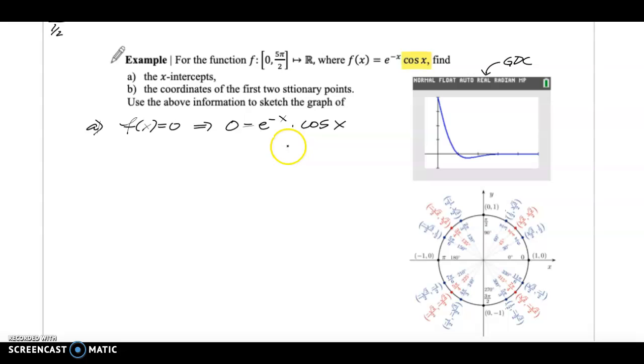So the key here is e to the minus x. If you had e to the x equals 0, this is 1 over e to the x, right? So this is always going to be positive. This becomes our main issue. So what causes cos x equal 0?